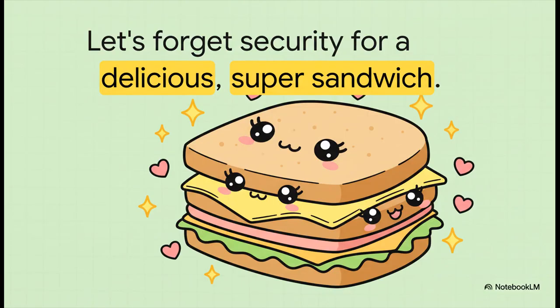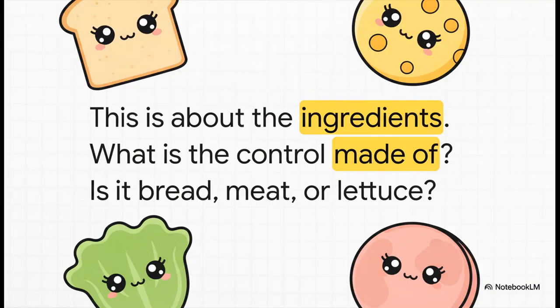And to make this super simple, let's just forget about security for a minute. Yeah, seriously. I want you to picture a big, delicious, super sandwich. Just go with me on this, it's going to make perfect sense. So that first label, the category, that's just the ingredients of our sandwich. What's it made of? You know, is it bread? Is it meat? Is it lettuce? In security, it's the same idea. Is this control made of technology, paperwork? Is it something people do, or is it a physical thing? It's all about its basic building blocks.